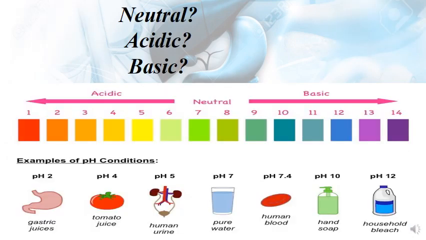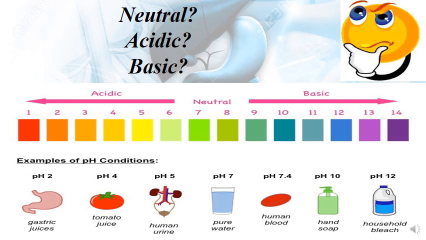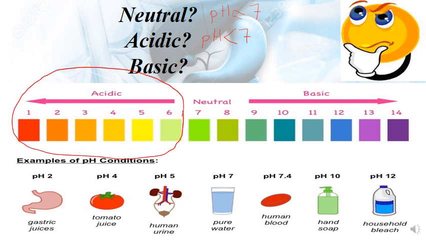So first, let's remember the neutral, the acidic, and the basic. We said that the neutral pH is approximately 7. It ranges between 6.5 and 7. Acidic is where the pH is less than 7. Whenever we move away from the 7, it's going to be a strong acid. For example, 1 and 2 are strong acids, while 5 and 6 are weak acids.